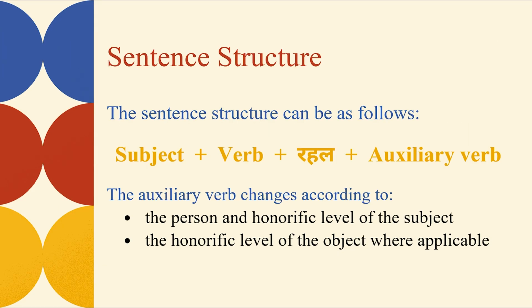So let's look at the sentence structure. The sentence structure can be as follows: subject plus verb plus rahal plus auxiliary verb, which has to match in the honorificity and person. The auxiliary verb changes according to person and honorific level of the object wherever applicable.